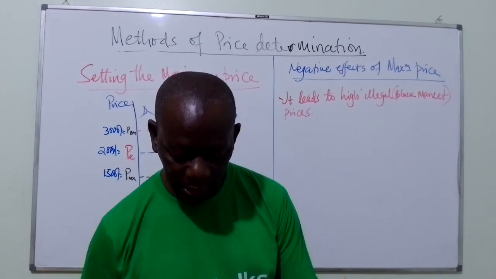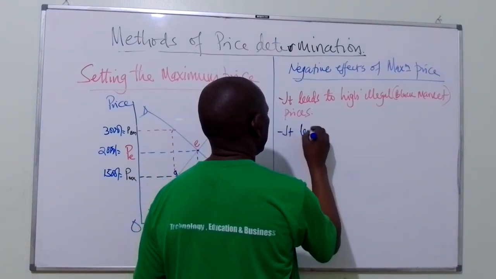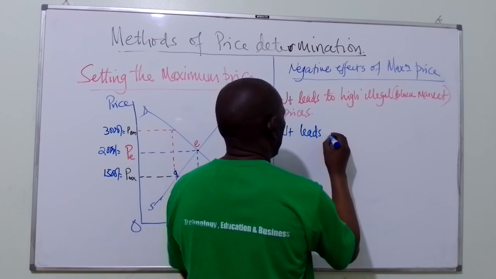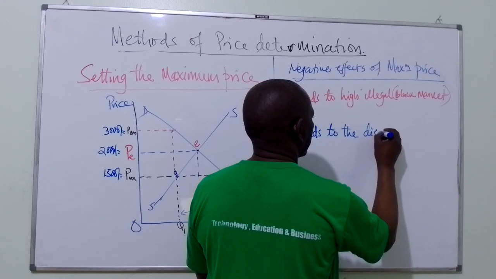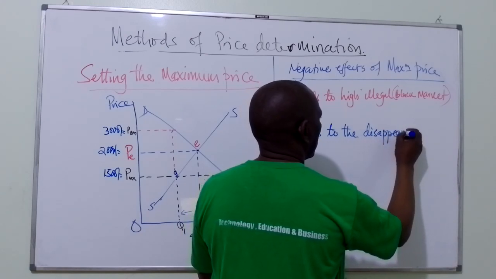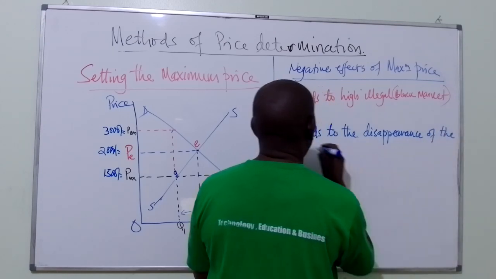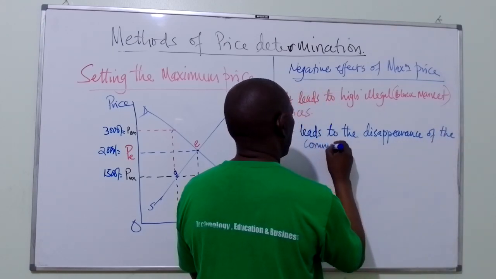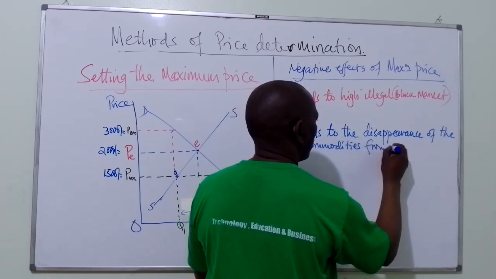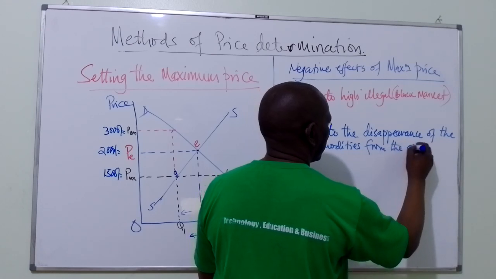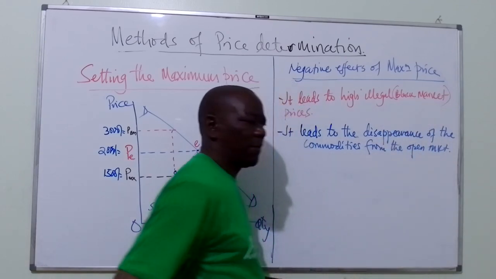And then another is that it leads to the disappearance of the commodities from the open market. And it goes to black market.